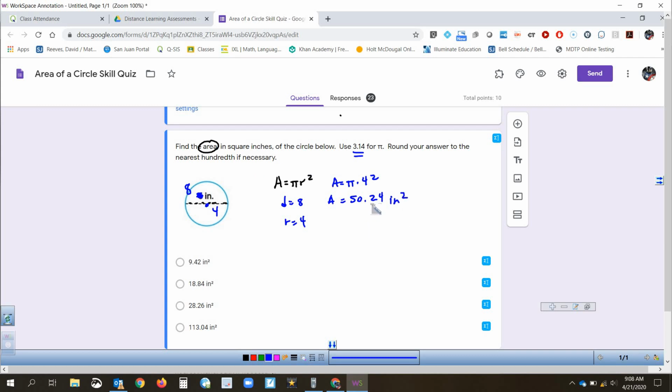Now it says to round to the nearest hundredth if necessary. You'll notice it's already at 2 places, so I wouldn't need to round. Now again, this answer is not one of these answers because I used 8 instead of 6. But again, you would use 6, you cut that in half, you have 3. So the difference you would have, instead of 8, you would have 6, and instead of 4, you would have 3. This would be a 3, and I'll let you go ahead and go from there. All right? Okay, so that's how you do the first problem.